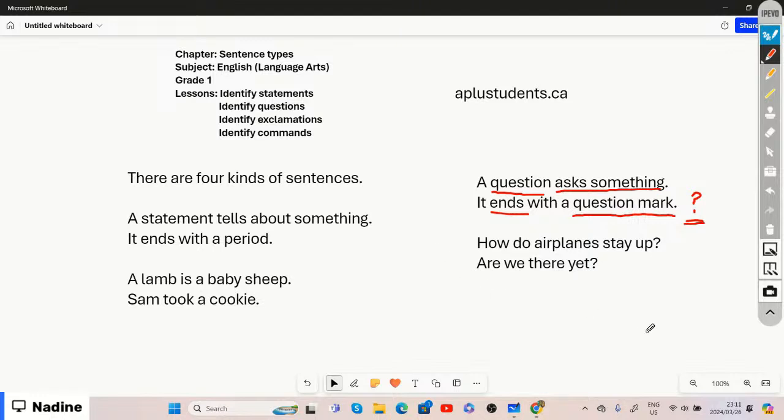And if we look at a few examples of a question, here's one example. It says, how do airplanes stay up? So if you're asking me, how do airplanes stay up? That is a question that is being asked. Then it means that I have to respond because you're asking me a question. And with a question, you expect a response, right? You expect an answer.